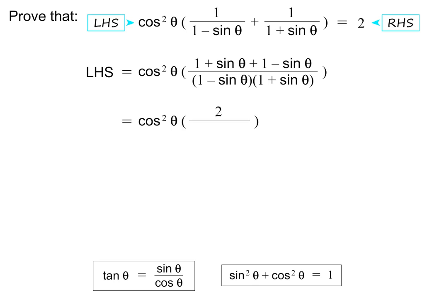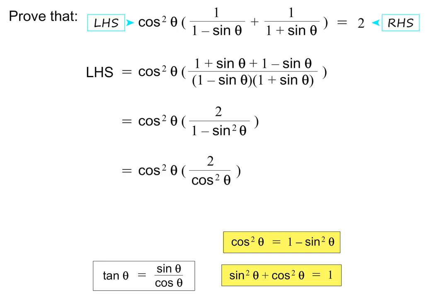In the numerator, we have like terms which we can collect. This simplifies to 2. If we multiply out the brackets in the denominator, we get the difference of 2 squares. Do you recognize what we have here? We have the square identity in this form, which means we can rewrite the denominator as cos squared theta.